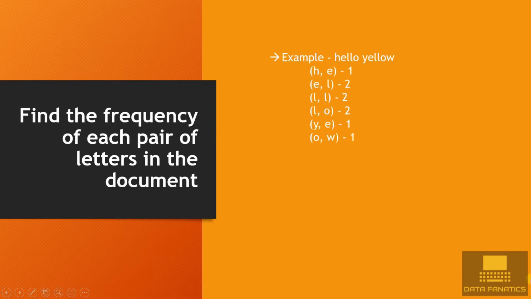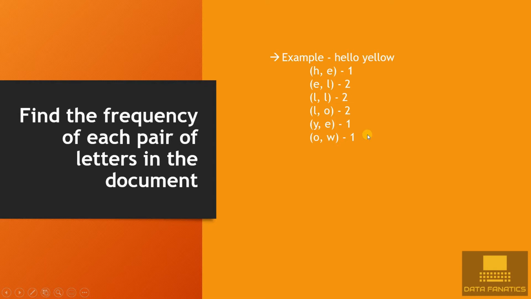Suppose you have a line "hello yellow". Now you need to form pairs of letters. For the first word we have HE, EL, LL, LO, and for the next word we have YE, EL, LL, LO and OW. For HE we have only one frequency. For EL it arrives twice, once in hello and once in yellow. Similarly double LL, LO and OW. So that's what you need to do. Just find the frequency of each pair. If you can do it, then go ahead.